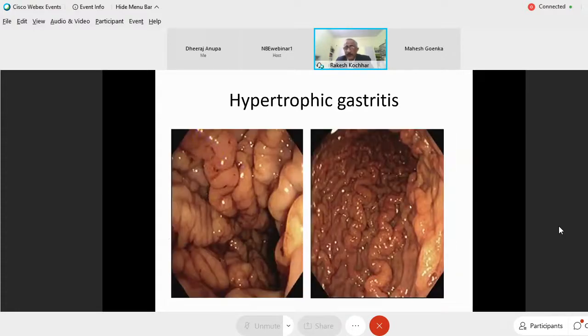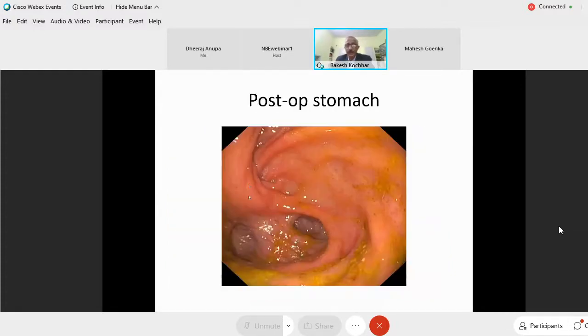Sometimes the folds are thickened. So this is hypertrophic gastritis. This has to be in the context of drug intake or Menetrier's disease, or even patients with lymphoma can have such thickened folds only, no ulceration. So biopsy must be taken in all such patients.